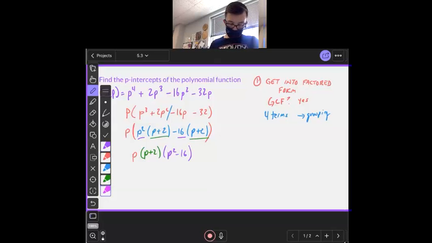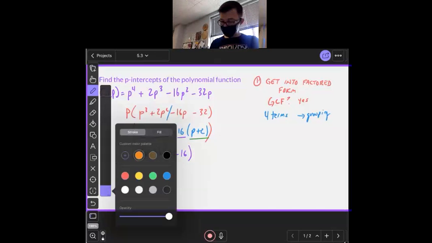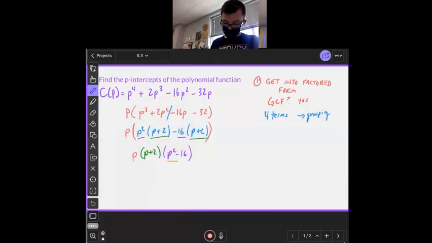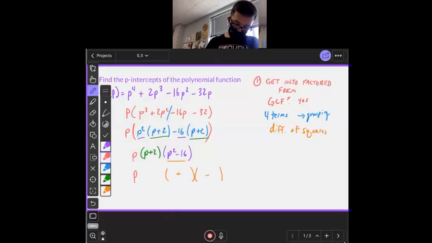Are we done factoring now? No, we're not. Okay, so Grant's saying we need to deal with that p squared minus 16. So what type of factoring is that, Grant? Remember what it looks like when you're done? There you go, difference of squares, right? Bring down all the other junk, p plus 2, and then the difference of squares is nice and easy. p minus 4 and p plus 4.